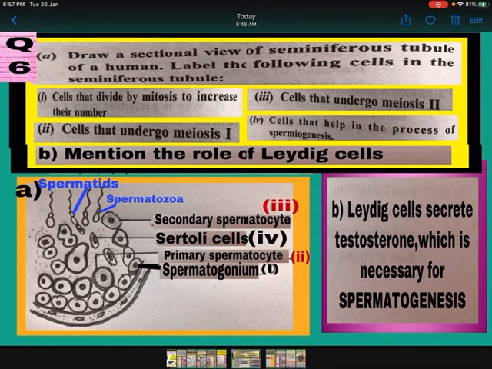Cells that divide by mitosis to increase their number. These are spermatogonia. See the labeling number 1 in the diagram. It forms the outermost layer of the cells, and spermatogonia divide by mitosis and increase in number and form primary spermatocytes.